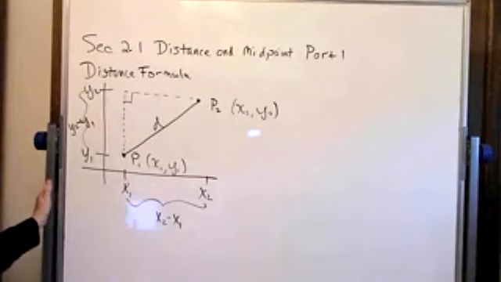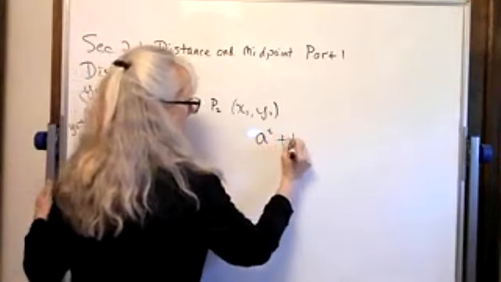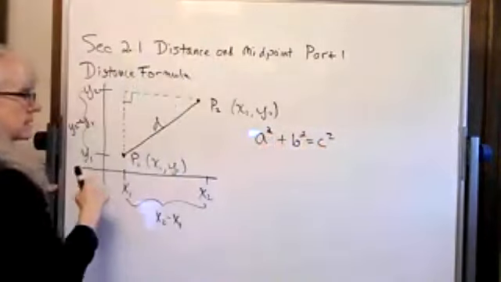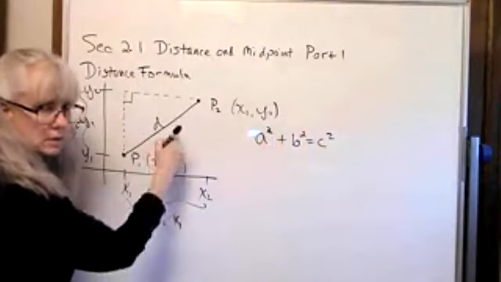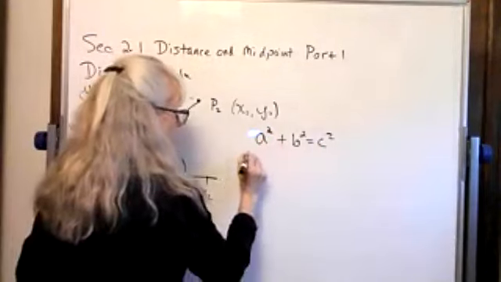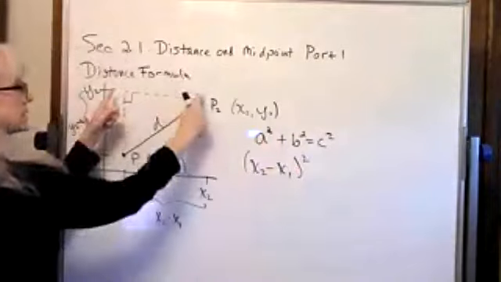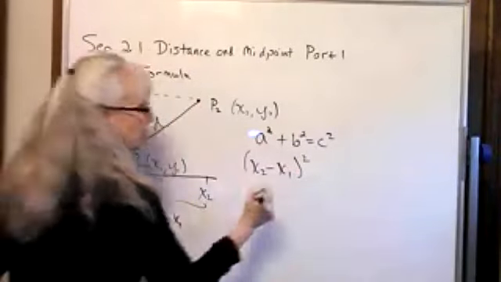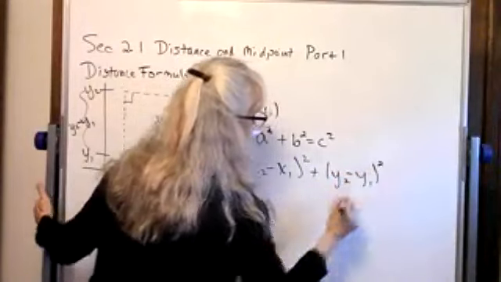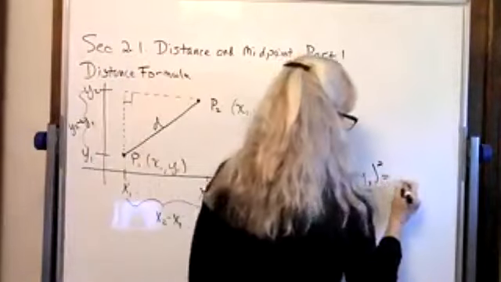And that sets us up for the Pythagorean theorem. So a squared plus b squared is equal to c squared. And for the Pythagorean theorem, the c is always the hypotenuse. We talked about this in section 1.7 on the application problem. So we're going to come in and take the quantity x2 minus x1 squared. That's this side of that right triangle. Plus y2 minus y1 quantity squared. That's this side of that right triangle. And that's going to be equal to d squared.